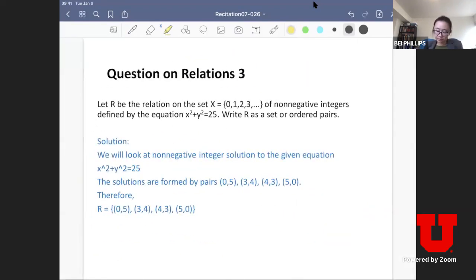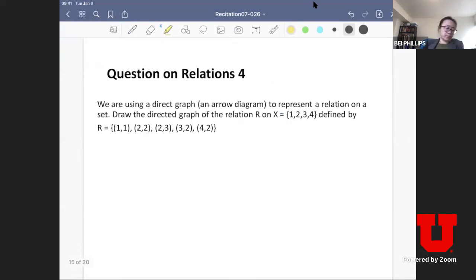Okay, those are simple. Now this one should probably also take you between 15 to 20 seconds. We often use a directed graph, or sometimes called an arrow diagram, to represent a relation on a set. So I have a relation R and my set X is 1, 2, 3, 4. I'm going to use an arrow diagram to indicate this relation that contains the pairs 1, 1, 2, 2, 2, 3, 3, 2, and 4, 2. Do I have a volunteer? How does this arrow diagram look?